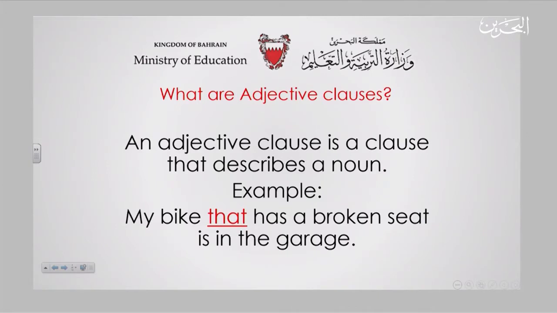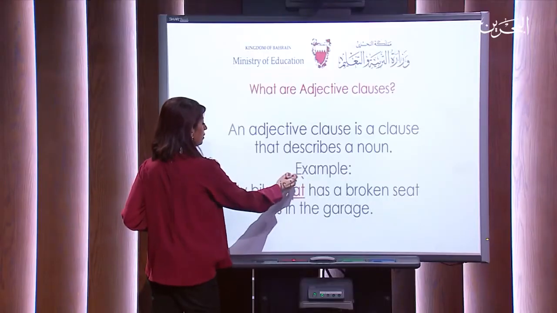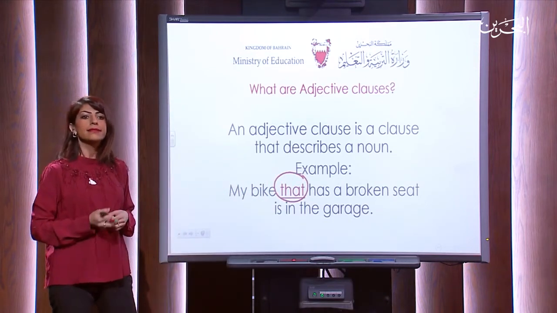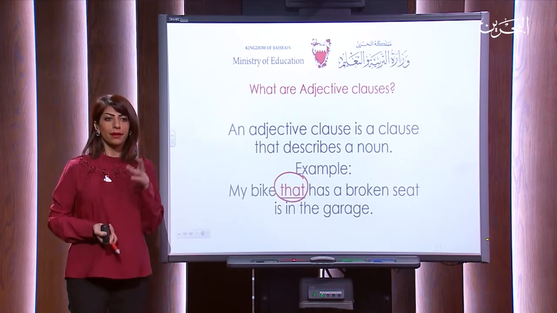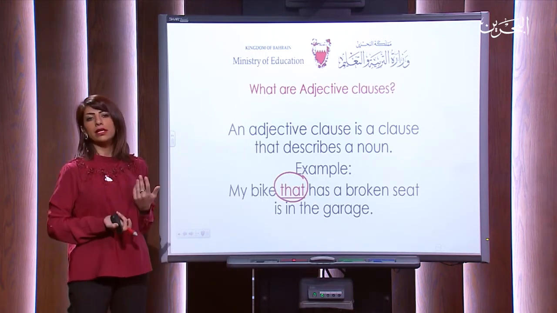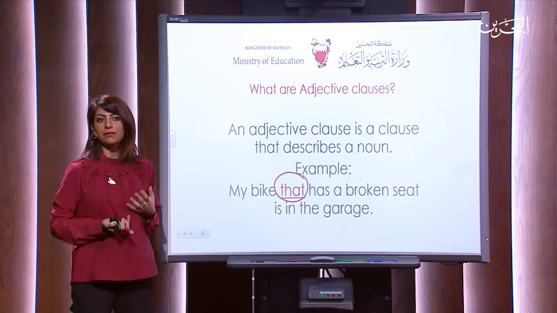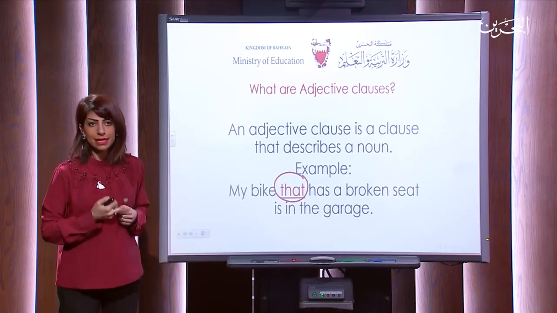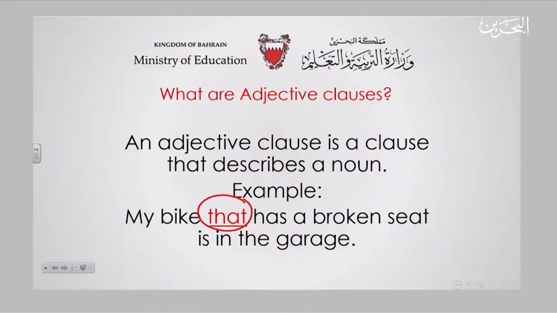But let's imagine that I am using here this adjective clause, which is that. In this case, I am describing the object, which is my bike, the noun. I'm giving it a very clear description. So here I'm defining that my bike that has a broken seat is in the garage. I'm giving extra explanation and description.